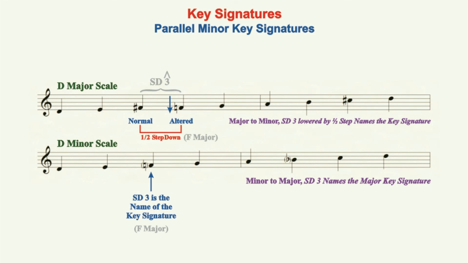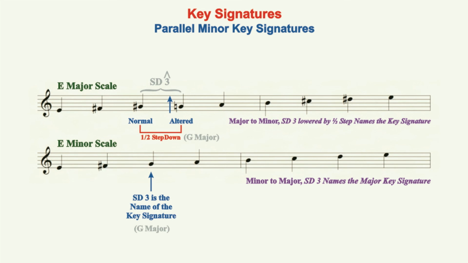In another example, let's find the correct major key signature to be used for a piece performed in D minor. Using the D major scale, we count up to scale degree 3, D, E, F sharp, and lower scale degree 3 by 1/2 step, from F sharp to F natural, to find that the appropriate key signature would be that for the key of F major. Or, using the D minor scale, we could simply count up to scale degree 3, D, E, F, to come to the same conclusion.